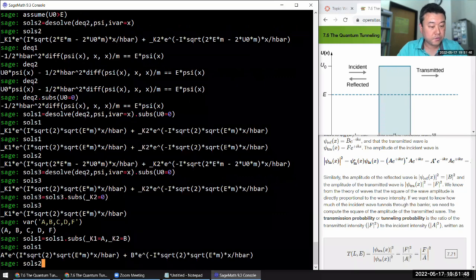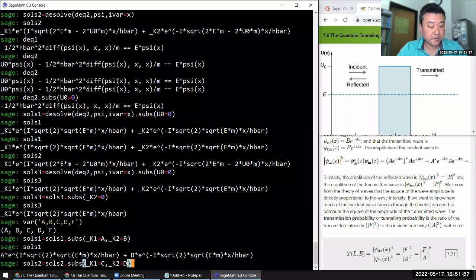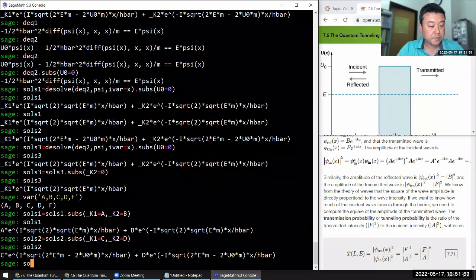For solution 2, underscore K1 is equal to C, and underscore K2 is equal to D. For solution 3, not yet. Substitute in underscore K1, the only remaining parameter, that's equal to F.